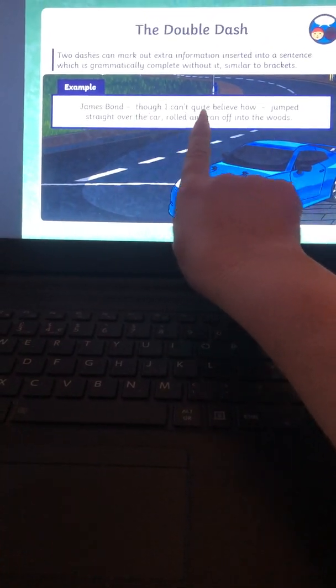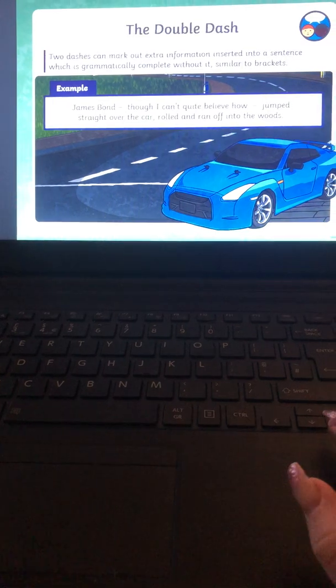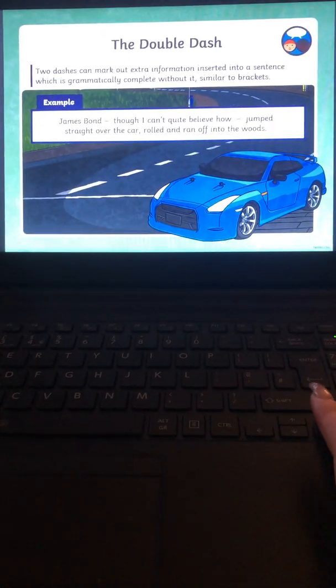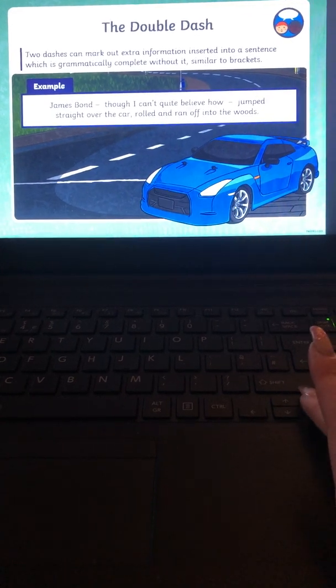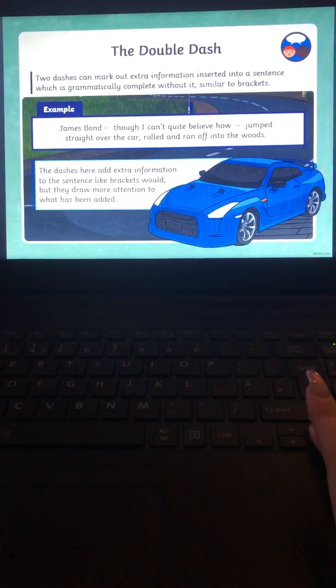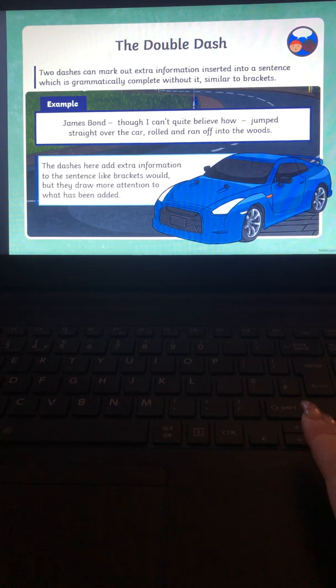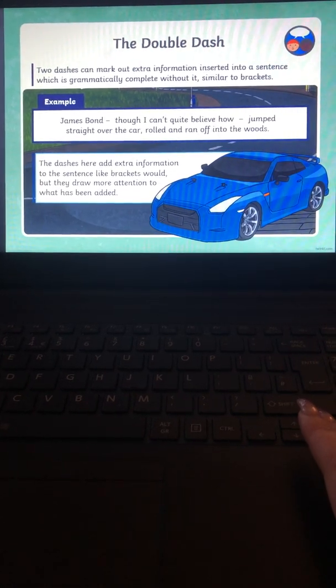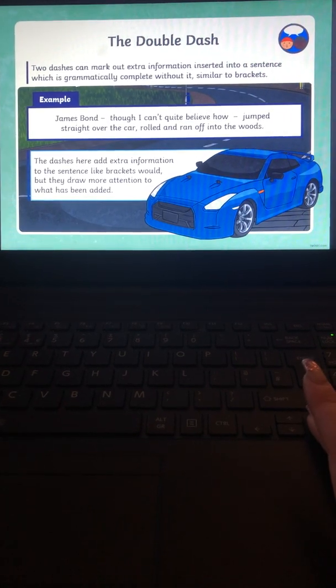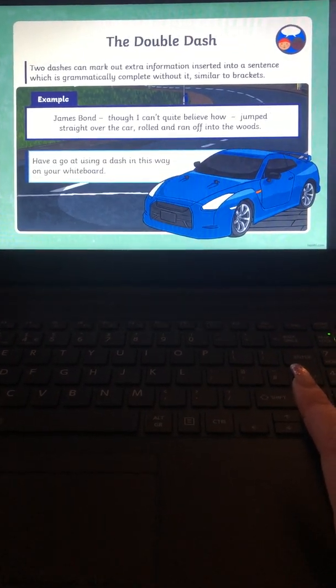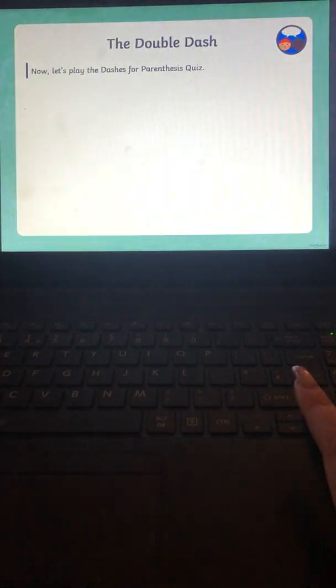So without "though I can't quite believe how." If I covered that up, my sentence would still make sense, okay? So that's really important to remember, that it still makes sense. I can't stress that enough. So the dashes here add extra information to the sentence like brackets would, but they draw more attention to what has been added.